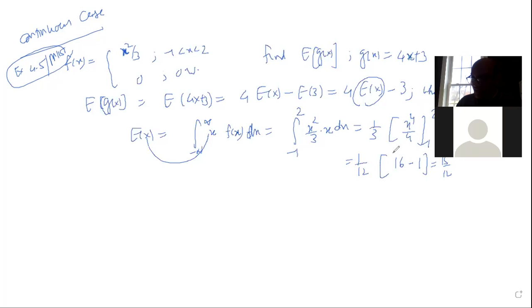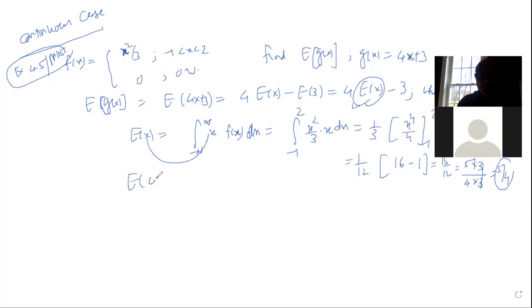So 15 by 12 is written as 5 times 3 over 4 times 3. The 3 will get cancelled out and we are getting 5 by 4. Now go back and plug this value of 5 by 4 in at this place.